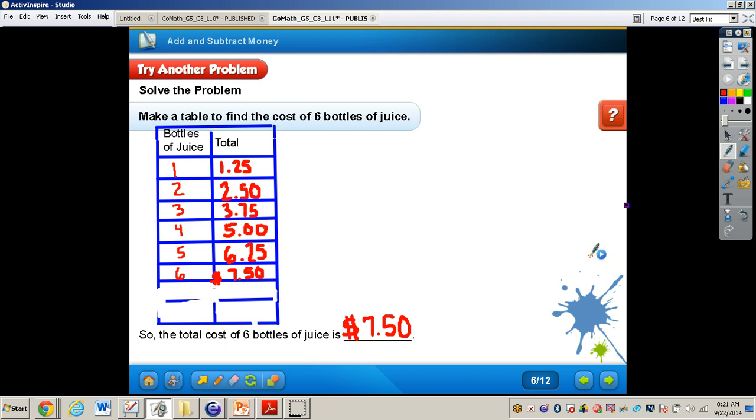So moving on down, what if Ginny says that 12 bottles of juice cost $25? Is Ginny's statement reasonable? Okay, so we can see right away that 2 sixes would give us 12. And then taking $7.50 and adding that again, that's $15. So that would not be a reasonable statement.